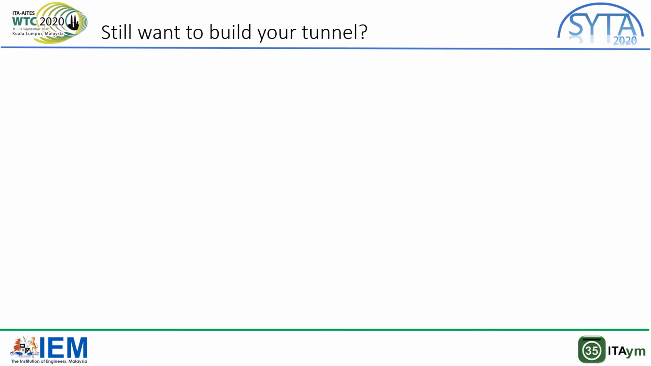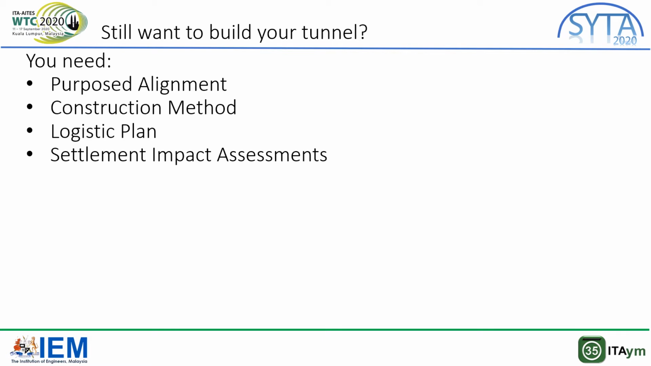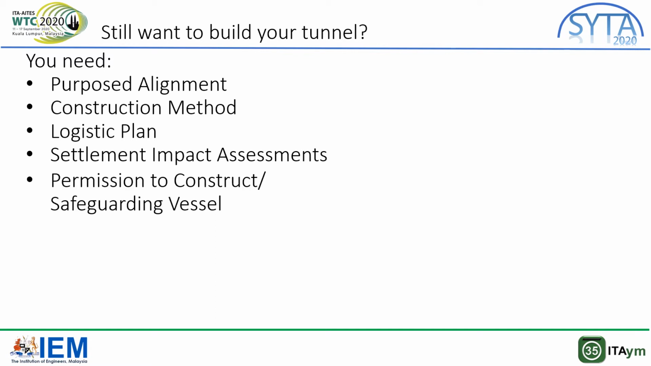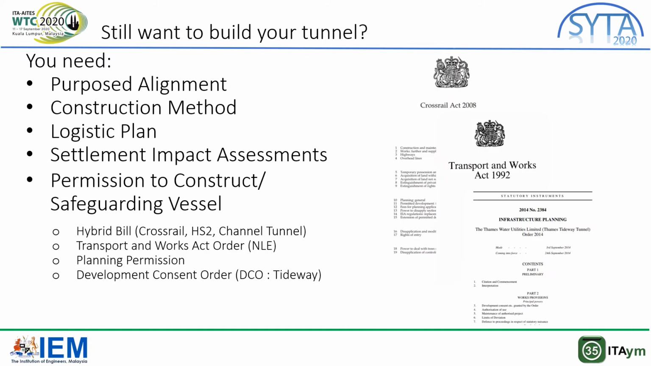So you still want to build a tunnel? Fair enough, challenge accepted. So you need a proposed alignment, a construction method, of course a design as well, a logistics plan, a settlement impact assessment, and once you've got all this, then you can apply for a permission to construct, or what we can call a safeguarding vessel, which can come in various forms, but we won't delve into it.